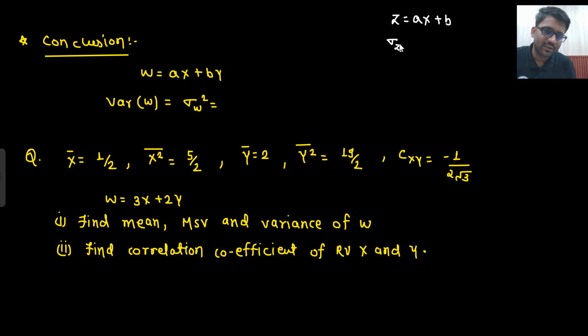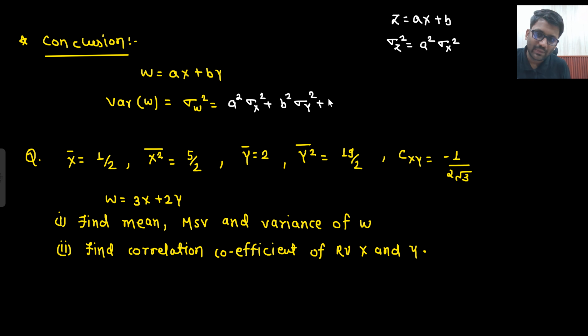So what was your sigma Z square? Sigma only cares about randomness. B is there, it is not having any randomness, it is a constant value, so it is gone. So sigma Z square was A square sigma X square. Here AX plus BY: X is also having randomness, Y is also having randomness. So A square sigma X square plus B square sigma Y square plus 2AB sigma XY.